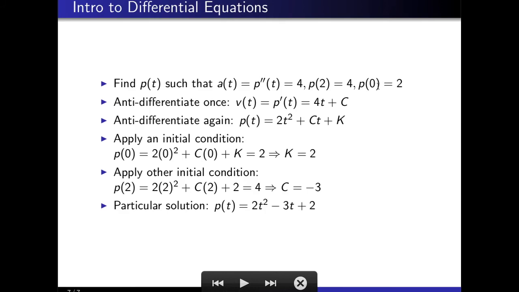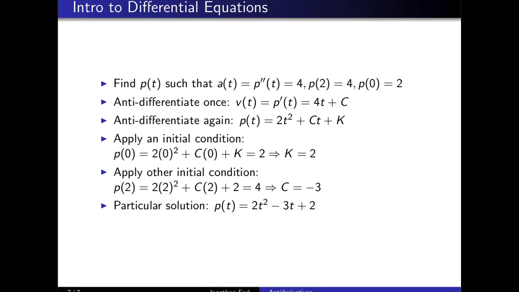Okay, so the first thing that we'll do, as before, is we will anti-differentiate once, and we'll again get 4t plus c. But now we don't have any initial conditions at all on the velocity, so the only thing we can do is take another antiderivative. And if we do that, we get a position function of 2t squared plus ct plus k. Now we have two unknowns in here, c and k. We also conveniently have two conditions that we can apply to solve for the c and the k.